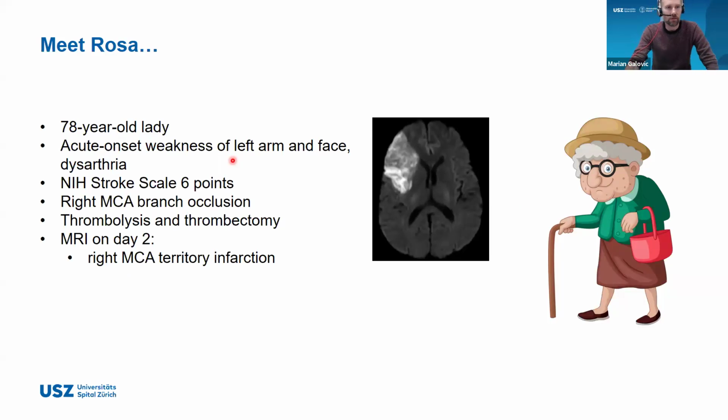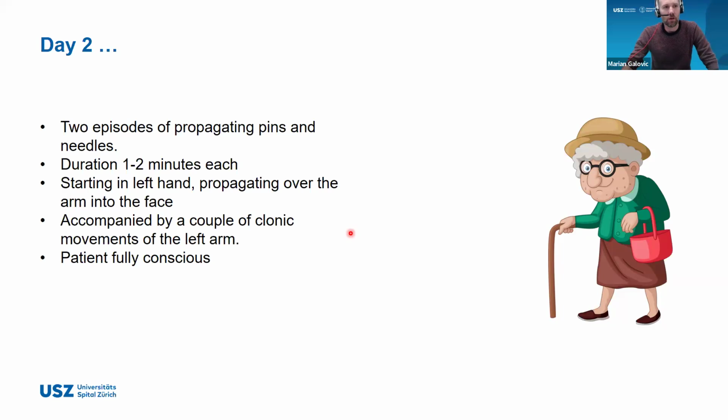And then on day 2 after stroke, an MRI was performed, and this confirmed the right MCA territory infarction in Rosa. So far, so good. Now, what happened on day 2? On day 2, she had 2 episodes of propagating pins and needles, and the duration was around 1 to 2 minutes each. They started in her left hand, and then they continued propagating over the arm into her face. And they were accompanied by a couple of clonic movements of her left arm, but she was fully conscious during these episodes. So 2 episodes, propagating pins and needles, fully conscious, duration 1 to 2 minutes. And that was day 2 after stroke.